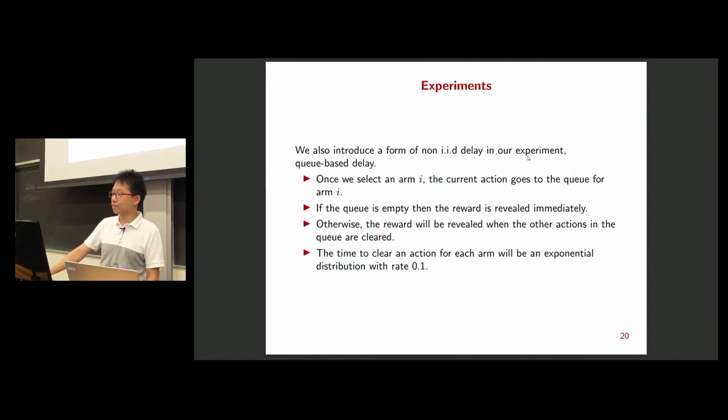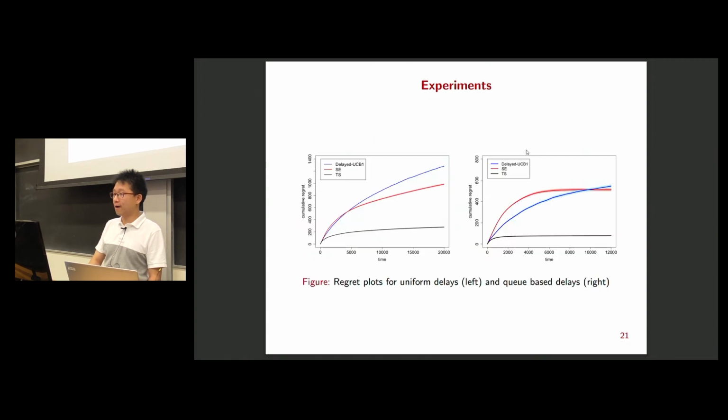We also introduced a form of non-IID delay in our experiment, which we call queue-based delay. The motivation is that each action goes to the queue for a specific arm once we select arm i. If the queue is empty, the reward is received immediately. Otherwise, the reward will be received when the other actions in the queue are cleared. We assume the time to clear an action for each arm follows an exponential distribution with rate 0.1. Unfortunately, we don't have a theoretical result on this kind of non-IID delay, and it would be interesting to consider that.